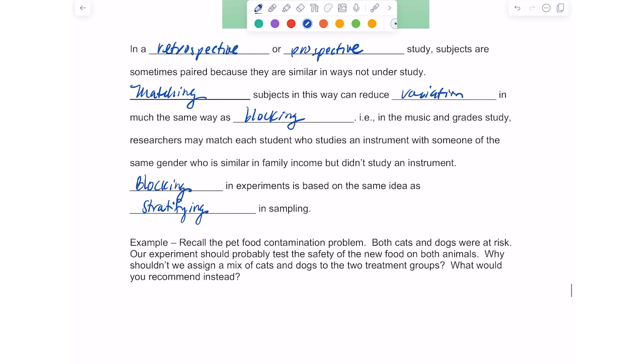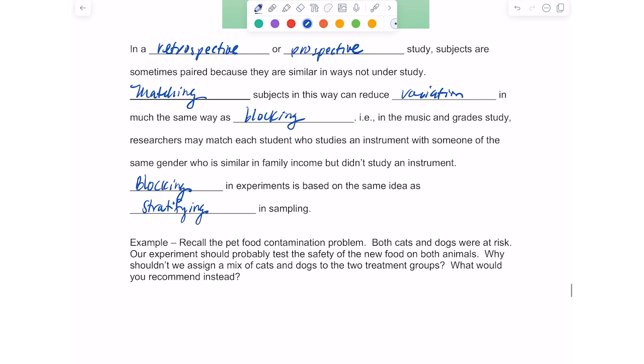Recall the pet food contamination problem. Both cats and dogs were at risk. Our experiment should probably test the safety of the new food on both animals. Why shouldn't we assign a mix of cats and dogs to the two treatment groups? What would you recommend instead?